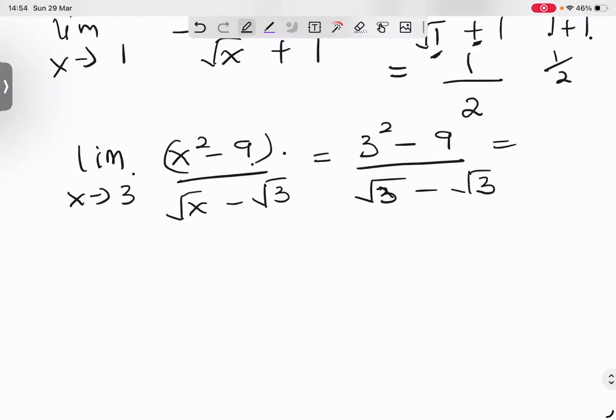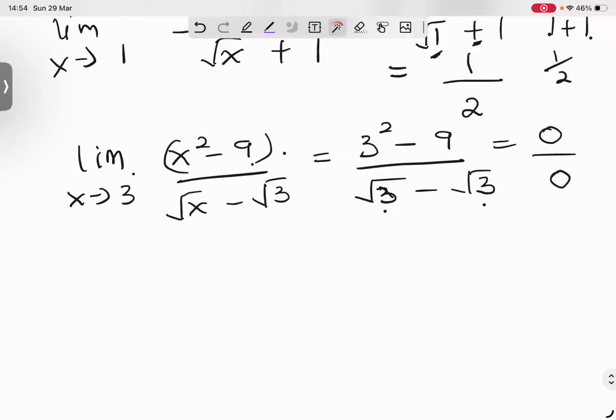In the numerator, 3 squared is 9. 9 minus 9 is 0. Divided by square root of 3 minus square root of 3, that is also 0. This is indeterminate. When you have an indeterminate form, you have to go back. It means that the function is not in a form that you can easily use to determine whether the limit exists or does not exist. So you go back to the function and look at the various parts of the function.